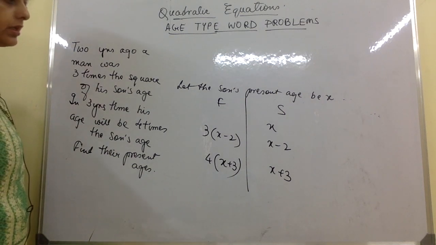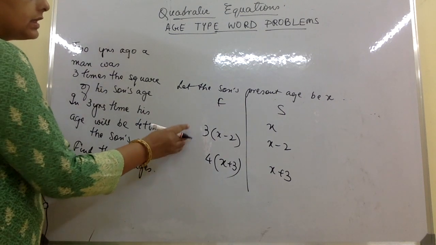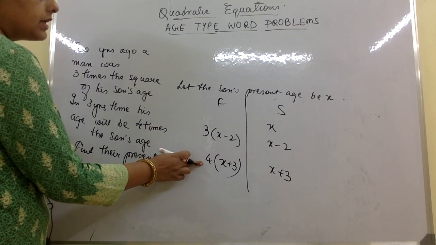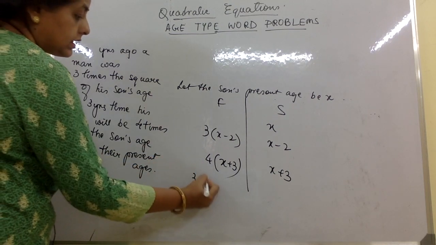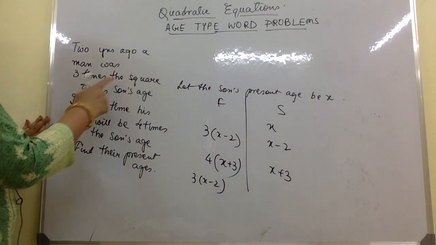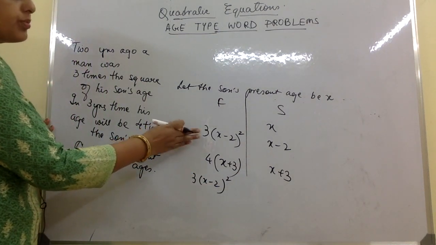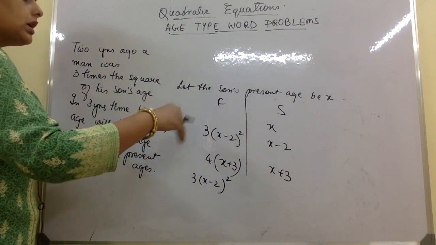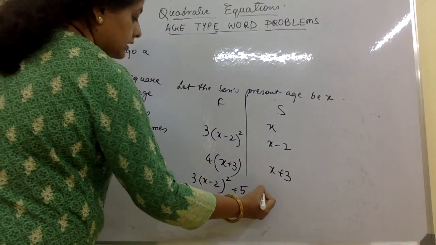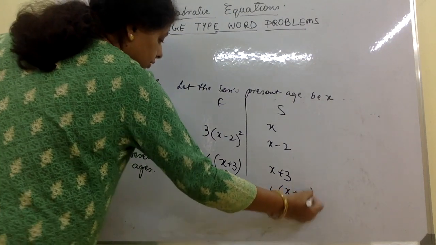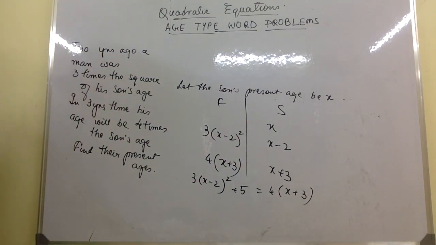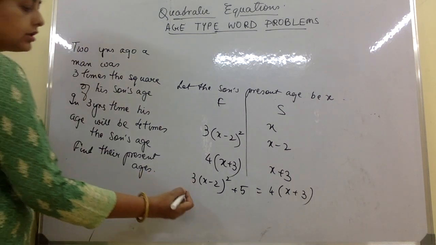Now I need to form an equation. Now the equation will be formed like this. This is 2 years ago, this is 3 years hence. So 3 times x minus 2, okay, 3 times the square, sorry I missed the square, plus, so 2 years ago plus 2 brings us to the present, another 3 plus 5 is 3 years later, okay. So this is 3 years later. So now I have my equation here. So I'll solve it now.